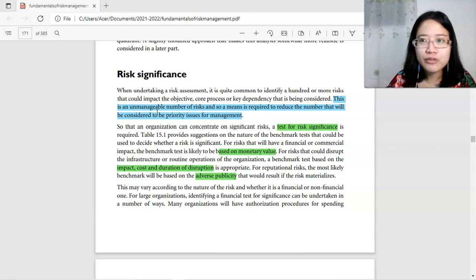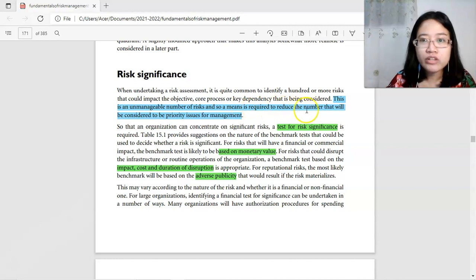Ayan. So, di ba after the risk assessment, nabanggit natin in previous discussion, normally an organization can identify between 100 and 200 number of risks. Pero kapag kinonsider yung kanilang impact and likelihood, normally ang matitira na lang na considered serious ay 10 to 20 risks. Okay? Tapos, ayun nga, sa simula, unmanageable number of risks, 100 to 200.